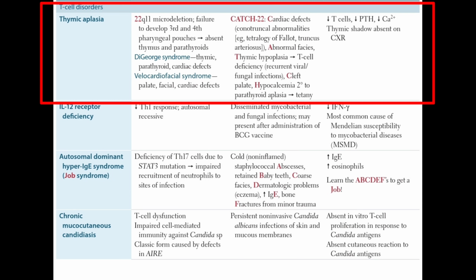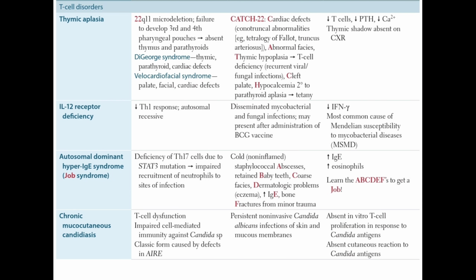So the findings in thymic aplasia are a decreased number of T-cells, decreased parathyroid hormone, and decreased calcium. In the chest X-ray, we see that the thymic shadow is absent in a patient with thymic aplasia.